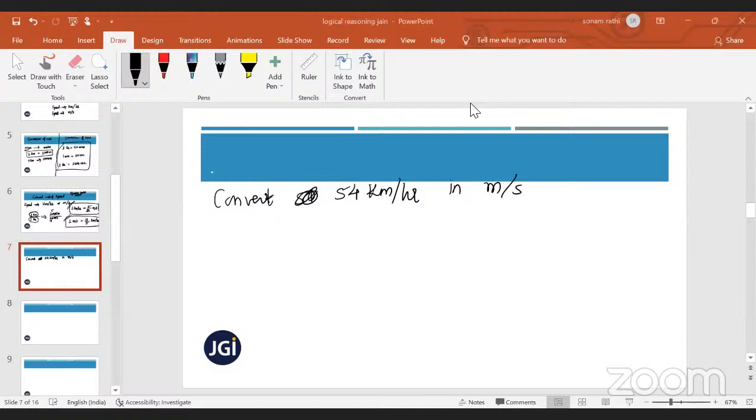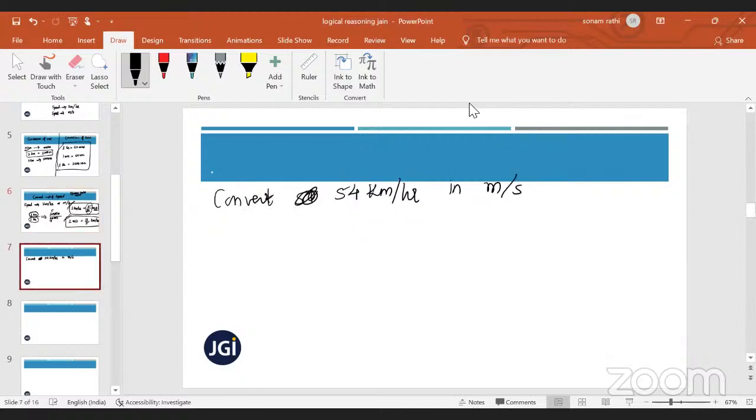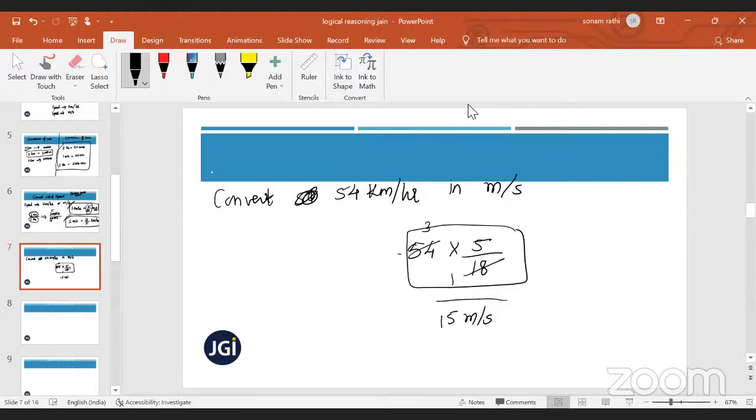Yes, correct. From kilometer per hour, to convert into meter per second, I need to multiply by 5 by 18. So 54 into 5 by 18. 18 threes are 54. So I will say 15 meter per second. 54 kilometer per hour is converted into 15 meter per second.